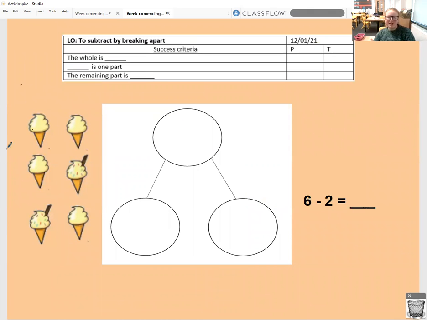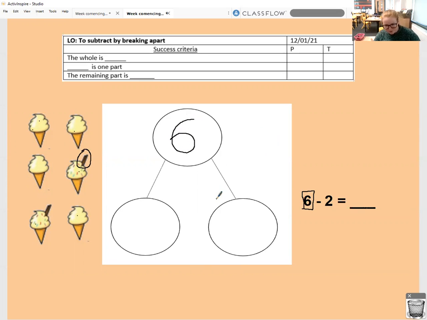Now let's have a look at this one. This time it's slightly different. Instead of having blue and red counters, we've got ice creams with flakes and some ice creams without flakes. I want to find out how many ice creams do not have a flake. This is telling me that my whole is 6. This is saying we've got 6 ice creams all together. Let's count. 1, 2, 3, 4, 5, 6. There are 6 ice creams all together.